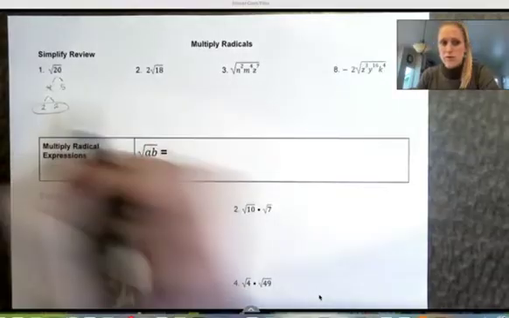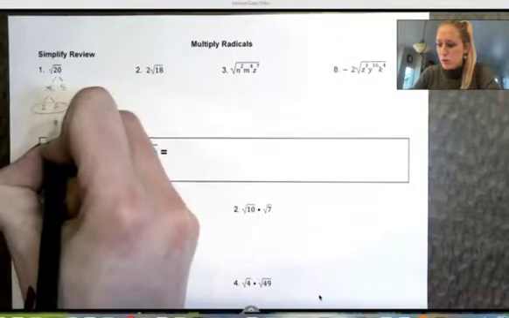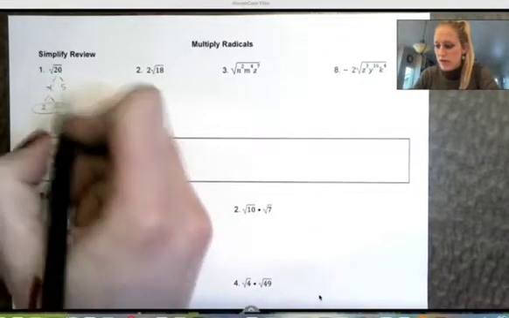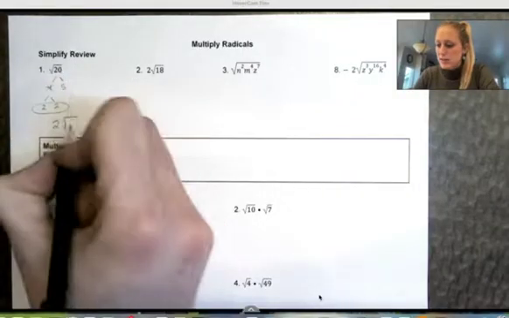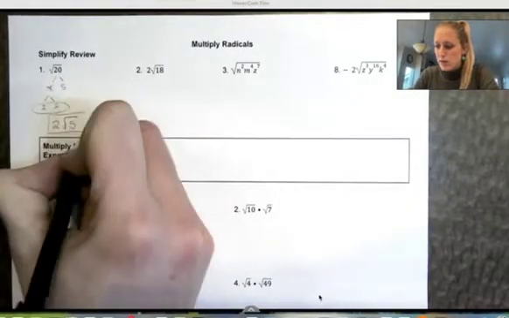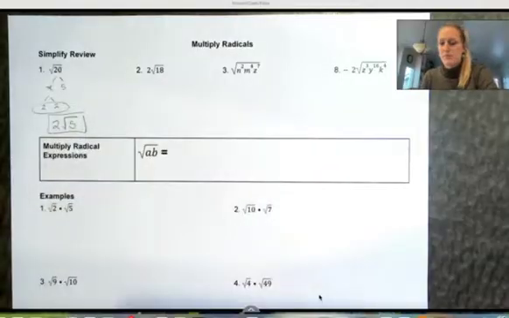So I'm looking for pairs. The pair becomes 1 and goes in front of the radical. Anything that was not paired stays underneath. So this would be square root of 20 simplified.